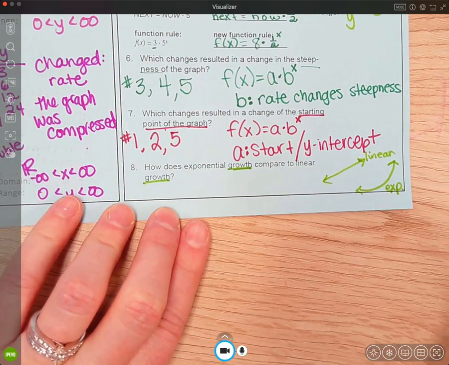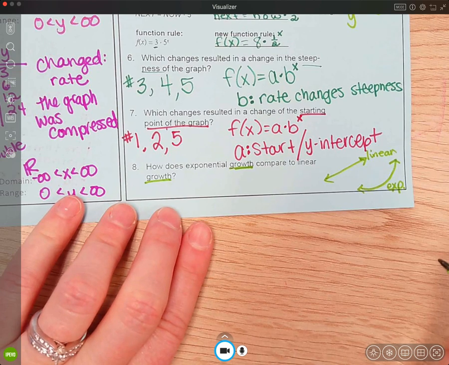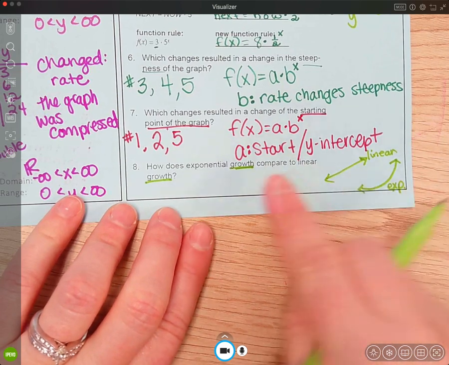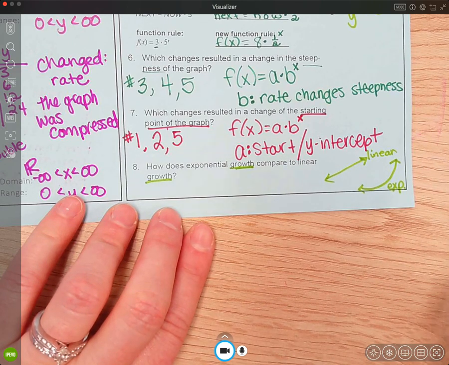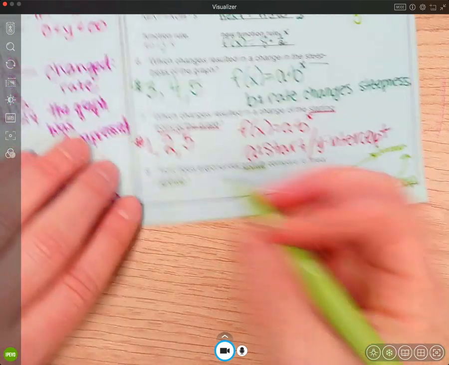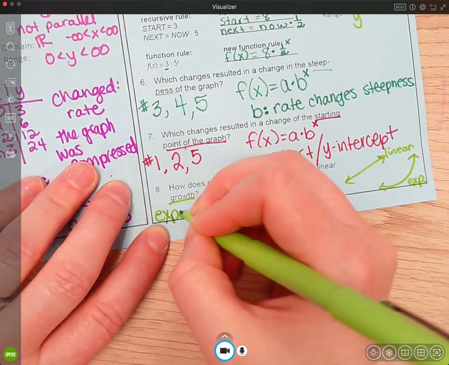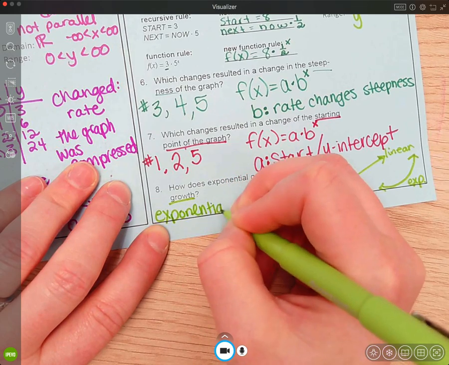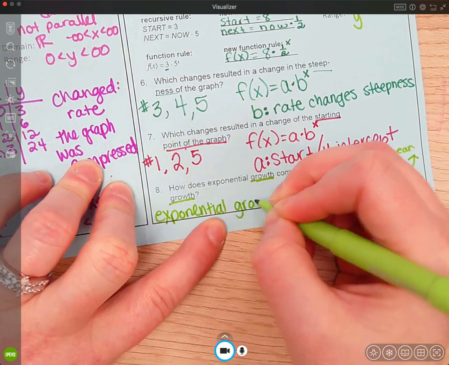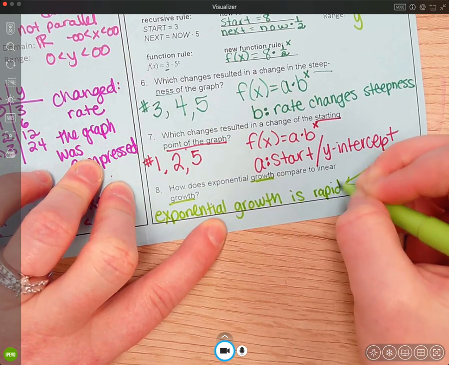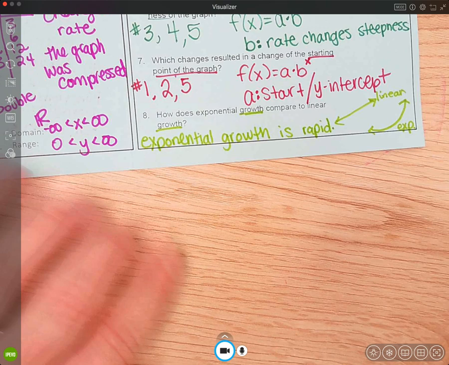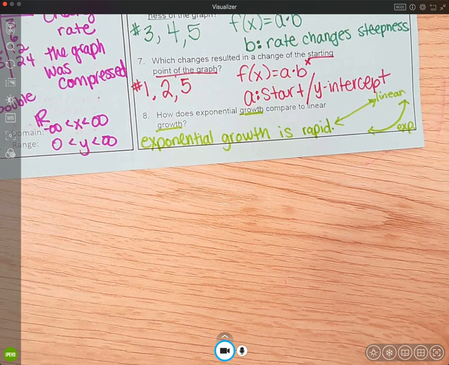One uses addition, subtraction, the other one uses multiplication. So whenever you multiply, how does that change how fast it goes? Yeah, it goes up a lot faster. So I've put exponential growth is rapid. Kind of like the rumors. Rumors fly really quick. That's exponential.